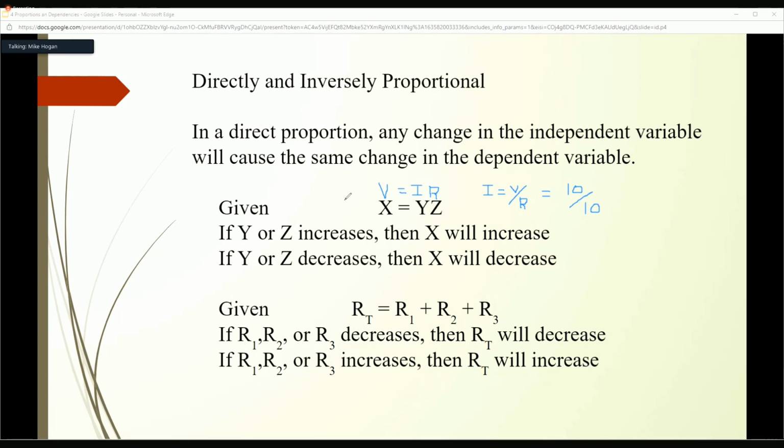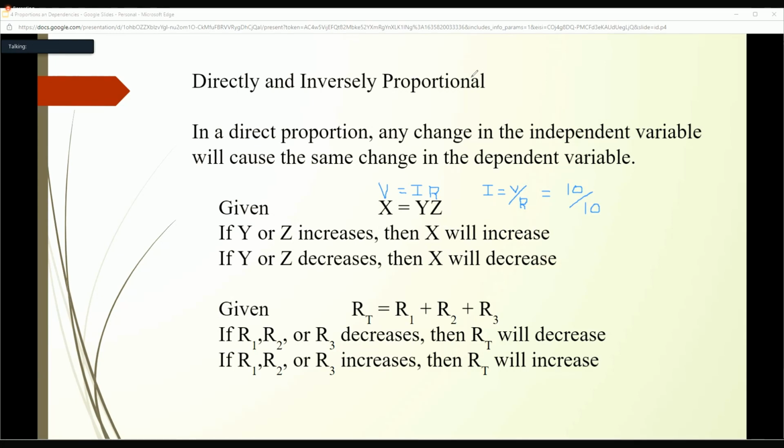By the way, that's Ohm's law. This formula, R total equals R1 plus R2 plus R3, is actually the total resistance of a series circuit. All right, we're going to see that. I think we'll get into that on Wednesday. If I have a circuit and I have multiple resistors, I can add those resistors together to get the total resistance of the circuit, the series circuit.